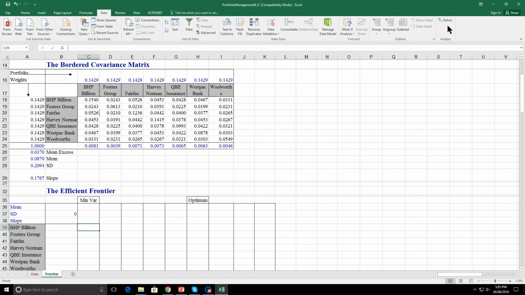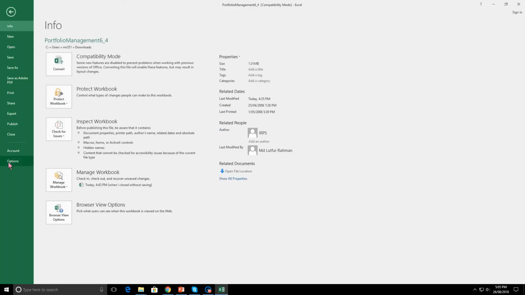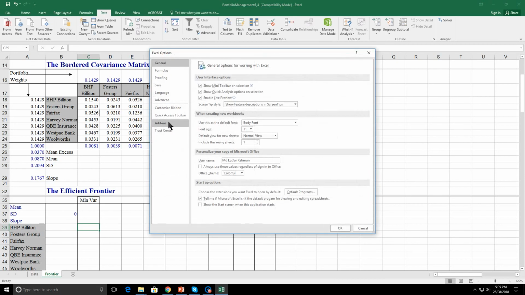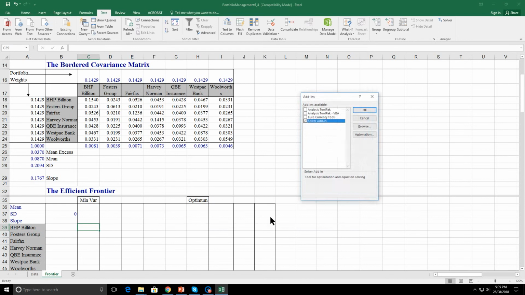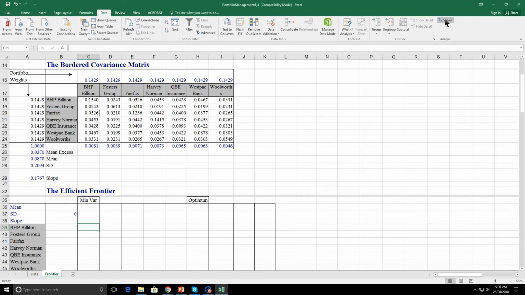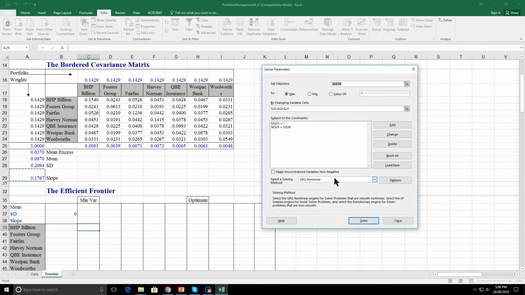If it is not added in your Excel, you can add it in the same way as we added our data analysis add-in. So we go to File, Options, Add-ins, Go, and we click this box, Solver Add-in. We click OK, so we get the Solver. Now we open the Solver.